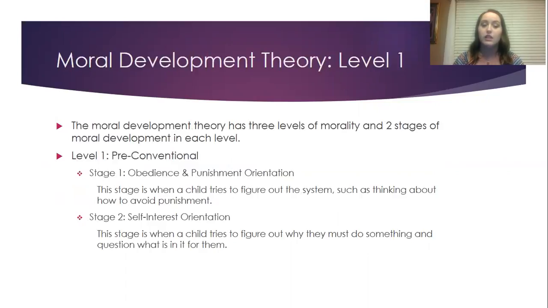The first level is the pre-conventional level, and it has stage 1 and stage 2. Stage 1 is the obedience and punishment orientation stage. This stage is when a child tries to figure out the system, such as thinking about how to avoid punishment. If I do this, how do I avoid getting spanked or put in a corner or anything that a child doesn't really want to have to do? Stage 2 is the self-interest orientation stage. This stage is when a child tries to figure out why they must do something and questions what is in it for them. They're thinking, if I clean the dishes, what is that going to do for me?